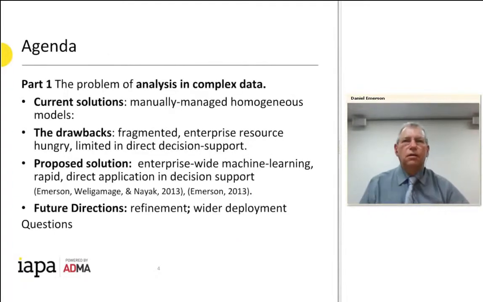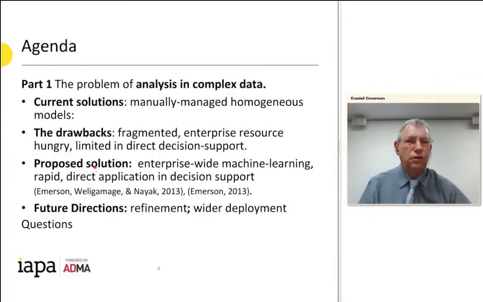Okay, so we're looking at analysis in complex data, and in the current situation, we find that manually managed models are formed on homogeneous data where we have a single class of data to produce models. And the main drawbacks of this is, of course, that it's fragmented, it's enterprise resource hungry to maintain all of these models, and it's limited in direct decision support.